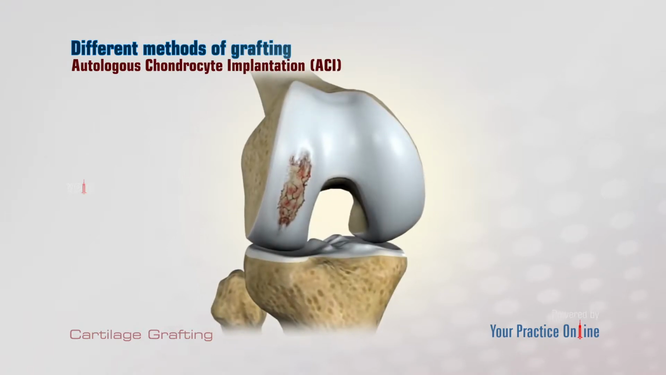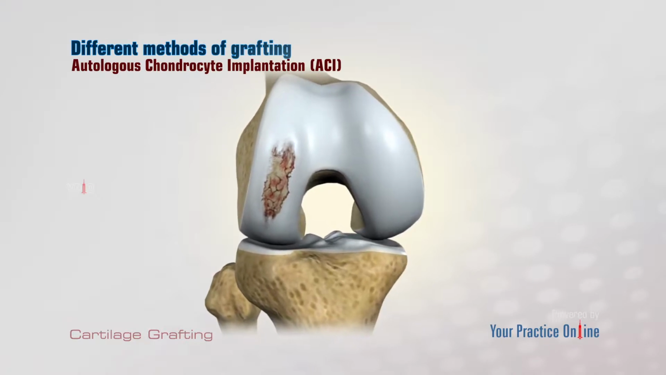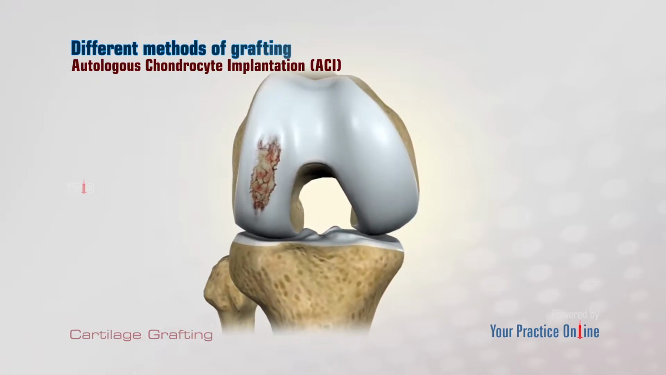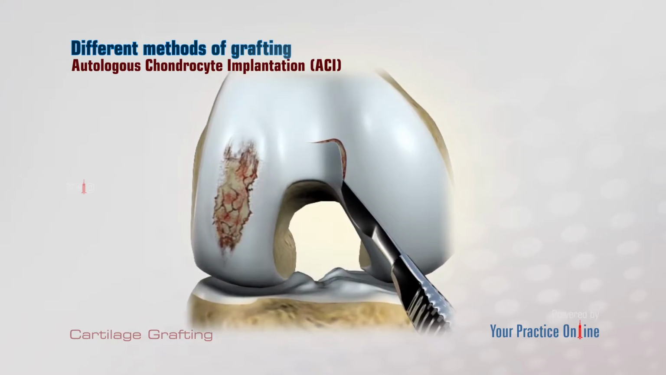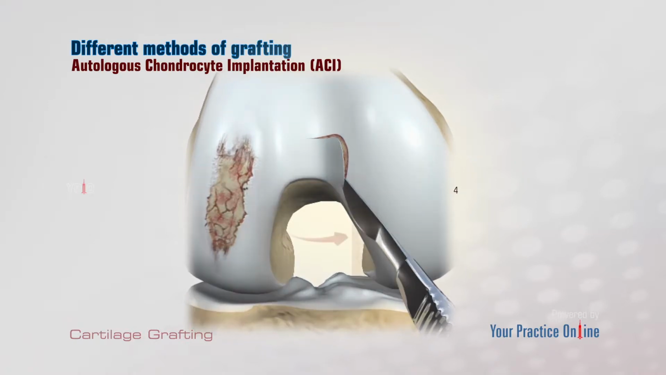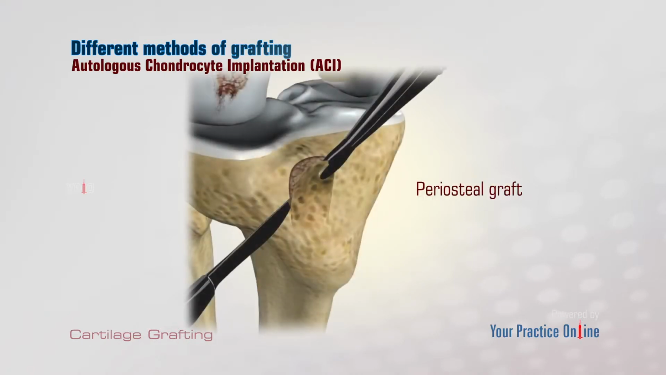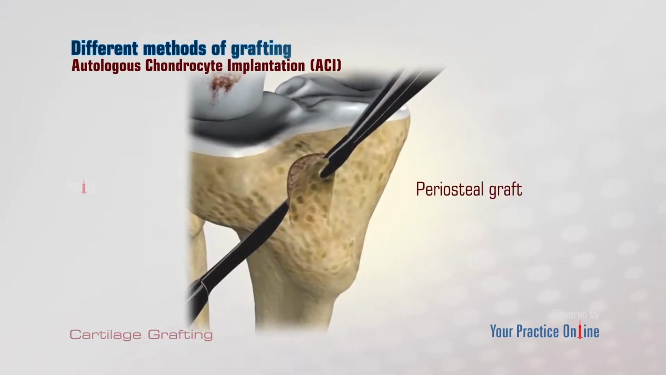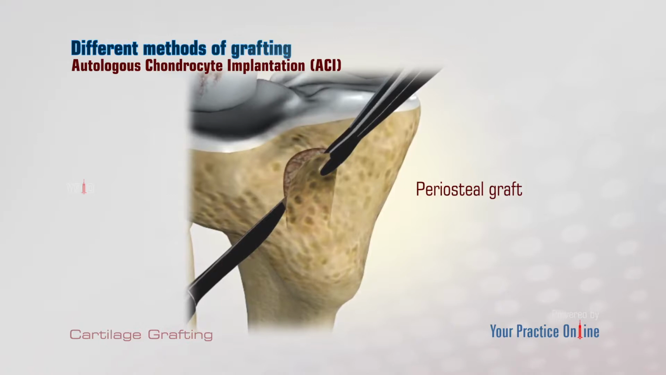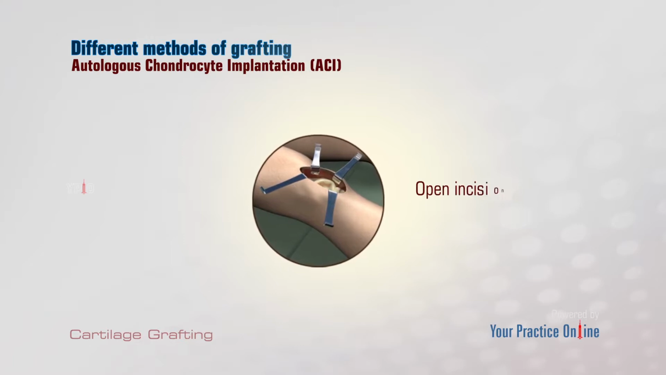Autologous chondrocyte implantation, ACI. ACI is commonly performed in patients with large cartilage defects. In this procedure, healthy cartilage cells are harvested arthroscopically from a non-weight-bearing part of the joint and grown in a laboratory for about 4 to 6 weeks. The periosteal graft is harvested from the thick tissue of the tibia or shin bone using an arthroscope through a tiny incision. The next part of the surgery is done through an open incision.